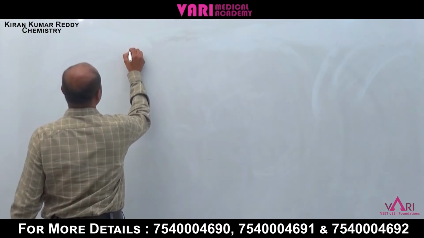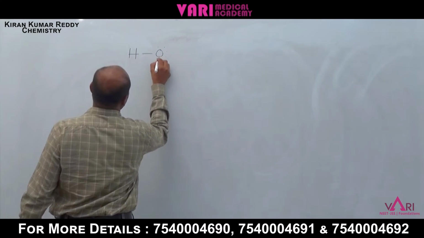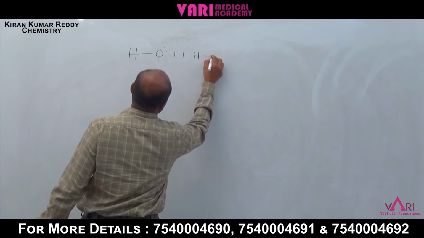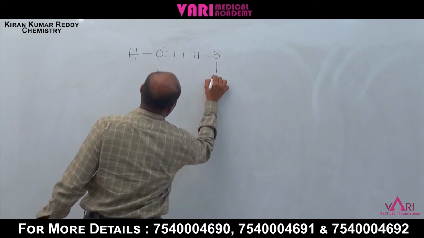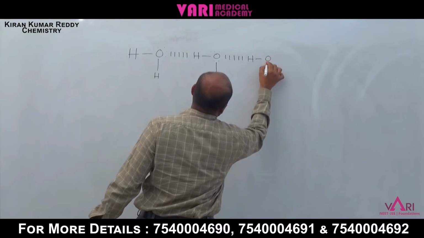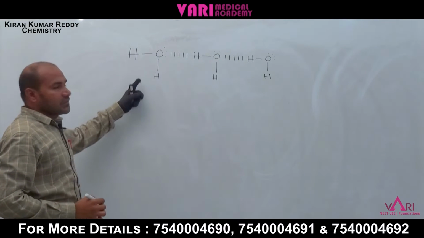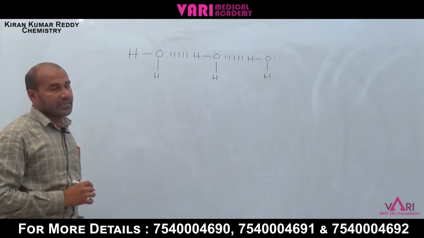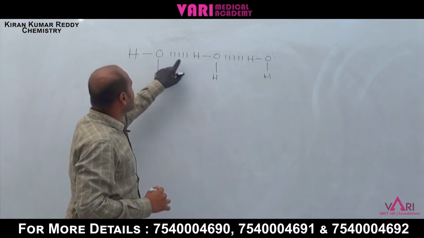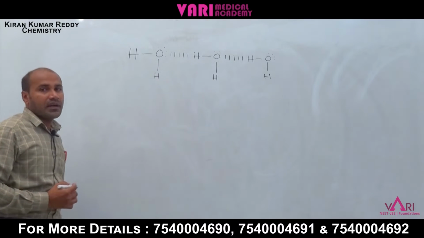We can take water also, hydrogen bonding is present. Here is a lone pair of electrons interacting with hydrogen, and here is hydrogen and a lone pair of electrons, and again hydrogen. This is an example of intermolecular hydrogen bonding, in between one water molecule and another water molecule. Here is the electron deficient hydrogen atom and the electron rich heteroatom. This is called intermolecular hydrogen bonding.